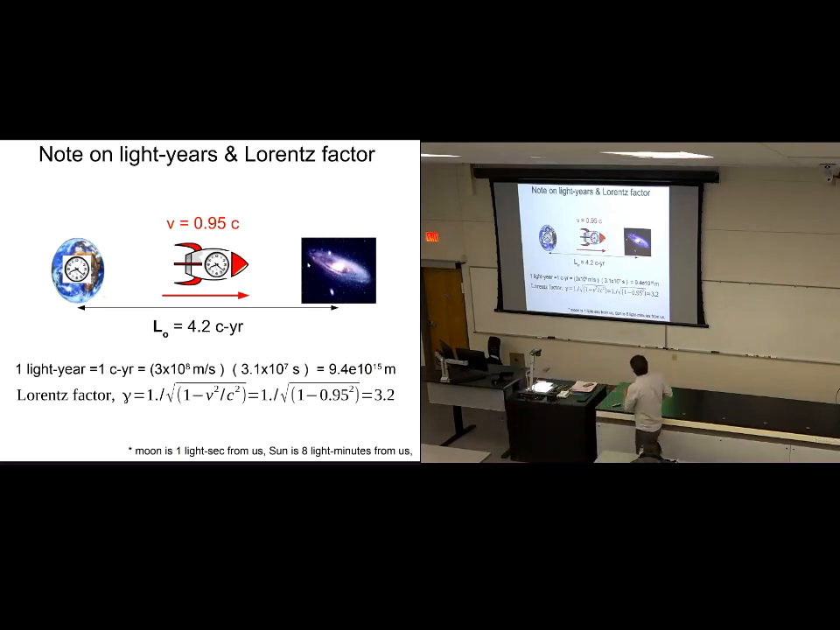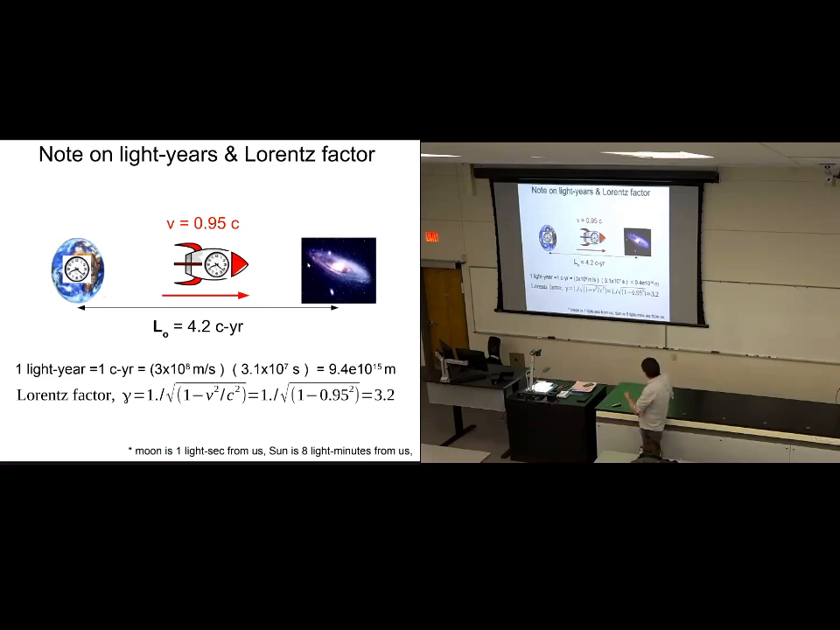1 light year is 3 times 10 to the 8 meters per second times the number of seconds in a year, which I've figured out for you here. It's about 10 to the 16 meters. So it's a way of measuring really, really big distances. So 4.2 light years is 4.2 times this number of meters.